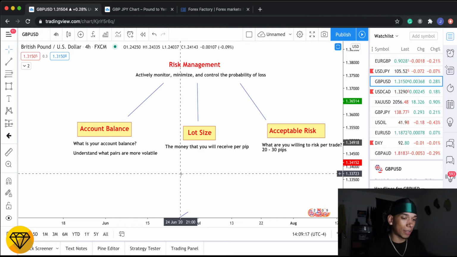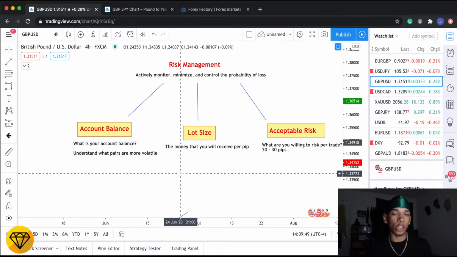And the third aspect of risk management is to have a set acceptable level of risk, right? So what are you willing to risk per trade? Personally, I usually stick to around 20 to 30 pips per trade. If I'm in a trade, I set a 20-30 pip stop loss. If it goes the other way, I lost the trade, I must have seen or not seen something that I was supposed to. I must have done something wrong, or maybe it was just the wrong time to enter.